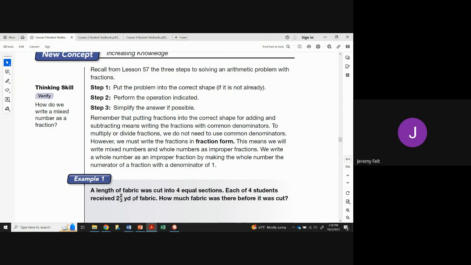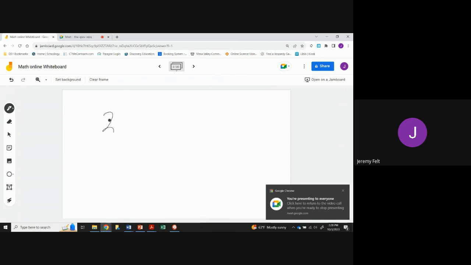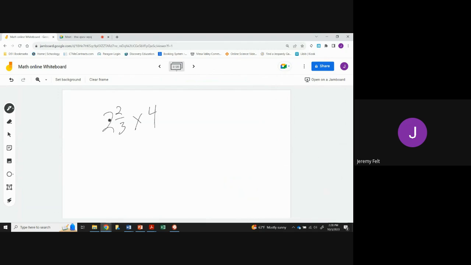So a length of fabric was cut into 4 equal sections. Each of the students received 2 2/3 yards of fabric. How much fabric was there before it was cut? So we have 2 2/3, which was what each student had, and we're going to multiply that by 4.